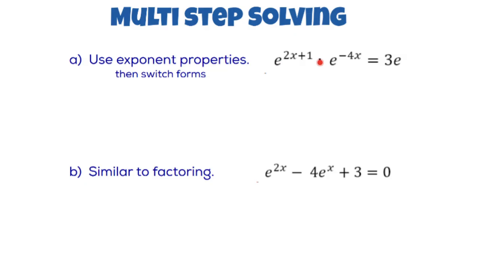You are multiplying two values. They have the same base. This would almost be like if you had an x to the 7th times an x to the 2nd. You would just have an x to the 9th. You just add exponents when you have a common base. So that's what I'm going to do. I'm going to write this e to the, and then I'm going to add these exponents together. So this 2x and negative 4x would get me a negative 2x plus 1 equals 3e.